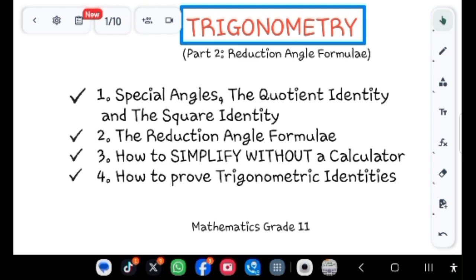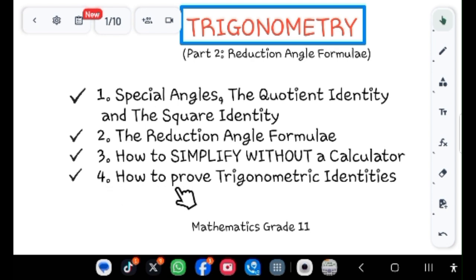We have a lot to cover, so let's start. In summary, we're going to look at special angles, the quotient identity, and the square identity, understand what they are and how you use them in reduction angle formulae. Number 2, we're going to look at the reduction angle formulae and how to go about understanding how to use them in a question. Number 3, we're going to look at how to simplify without using a calculator and the tools that you need in order to be able to do that without any problems.